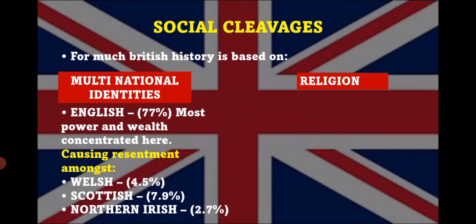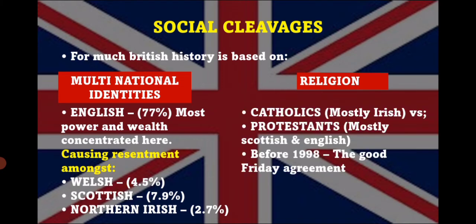Now let's proceed to religion. We have the Catholics, mostly Irish people, versus the Protestants, mostly Scottish or English. Primarily before 1998, we had the Good Friday Agreement, wherein Britain agreed to give Northern Ireland a regional government in which all of the parties would be represented on a proportional basis. Basically, it is an example of devolution, or giving power over to local governments.